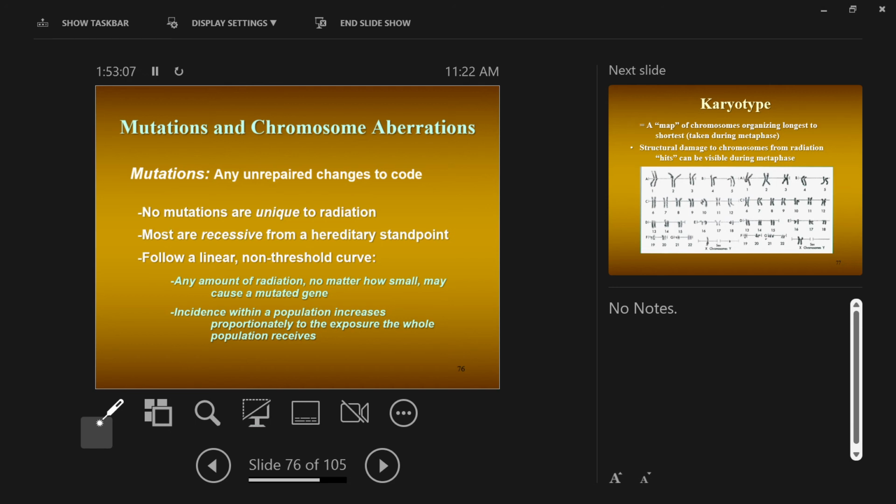Radiation is not unique in that way. Radiation is unique because we can control it. We cannot control the already occurring background rate of mutations. We can improve people's quality of life and their diets, and those are going to help, but mutations happen anyway. Radiation increases those.